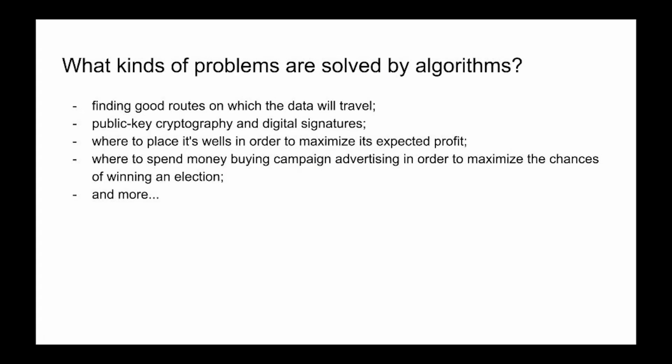There are a lot of problems that are solved by algorithms. Examples of problems which can be solved include finding a good route on which data will travel, public key cryptography, and digital signatures, among the technologies that are based on numerical algorithms and number theory. Many other problems exist, like a company that may wish to know whether they can maximize their product, and election candidates who want to determine where to spend money on campaign advertising in order to maximize the chances of winning the election, and a lot of other problems.